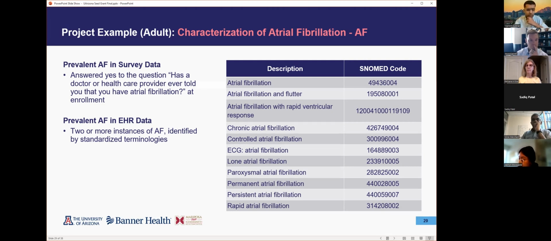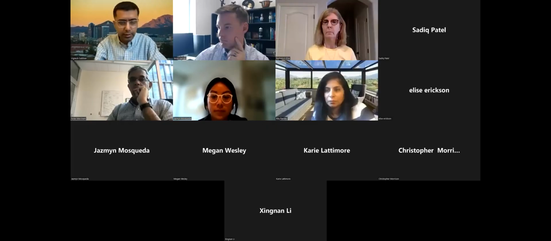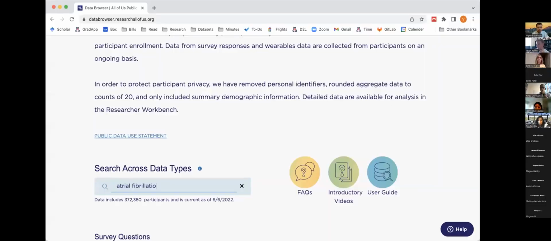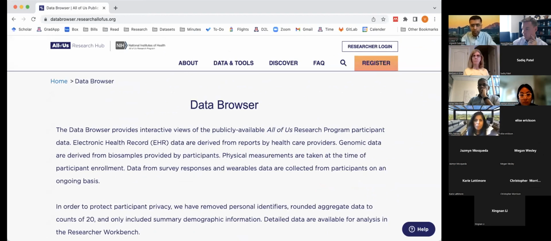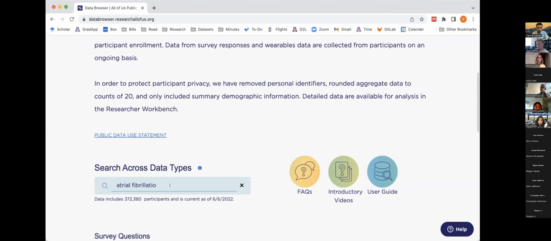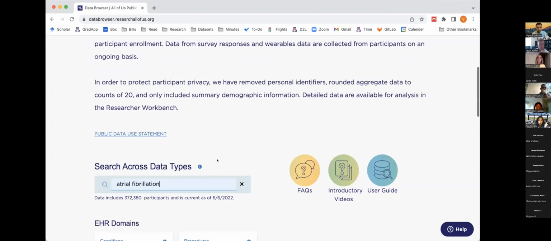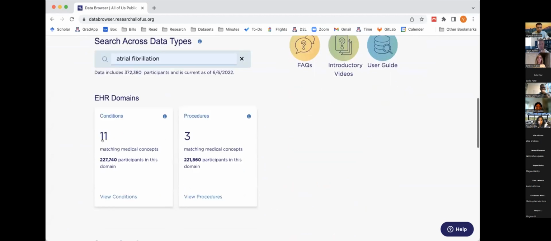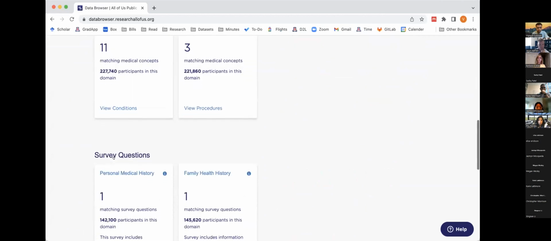I want to take this opportunity to quickly demonstrate this. All of you could use this for your proposals. Sadiq, if you could stop the screen share for a couple of minutes. I'm going to share my screen and show you the data browser that Barb and Jason mentioned. This is the public data browser that everybody has access to. Before we started the project, we would go into the data browser, and you can see this is the EHR domain. This is the survey questions.